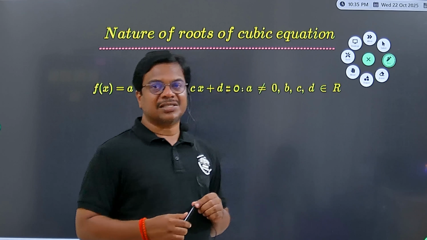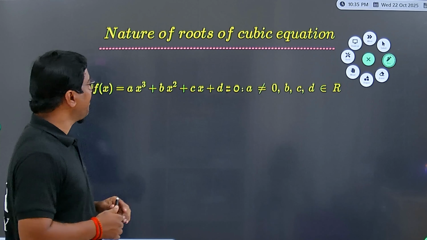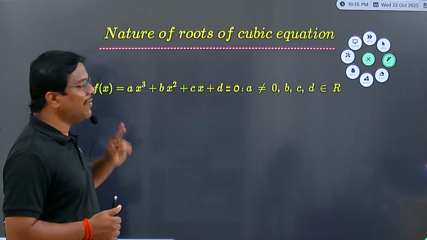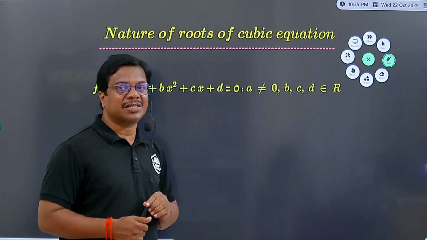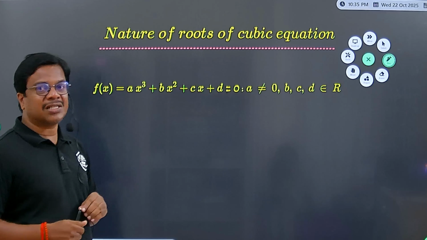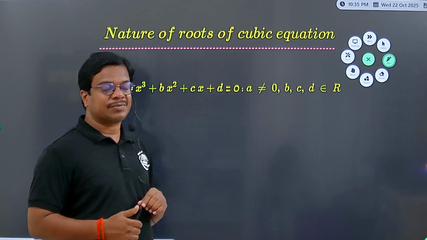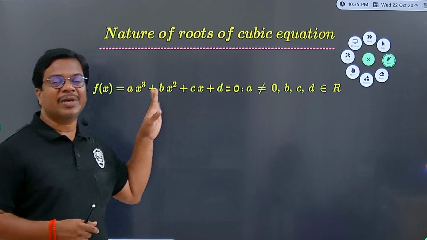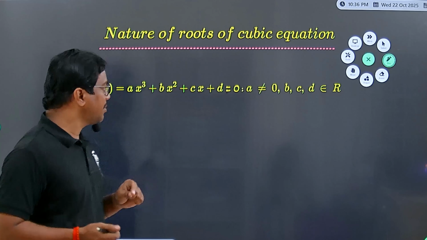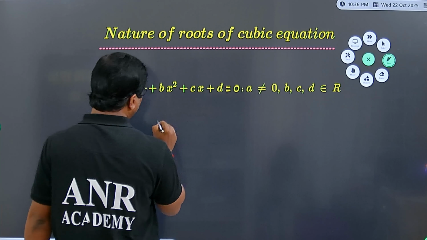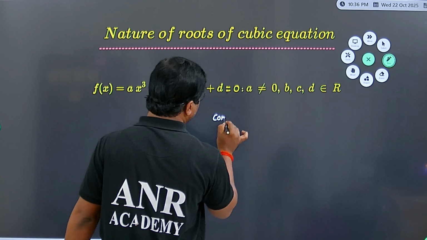Today we are going to discuss the nature of roots of a cubic equation. See the cubic equation f of x equal to ax cube plus bx square plus cx plus d equal to 0, where a is a non-zero real number, and the remaining b, c, d are any real values. Since it is a cubic equation, it has at most 3 roots, and the roots may be real or maybe the roots are complex.